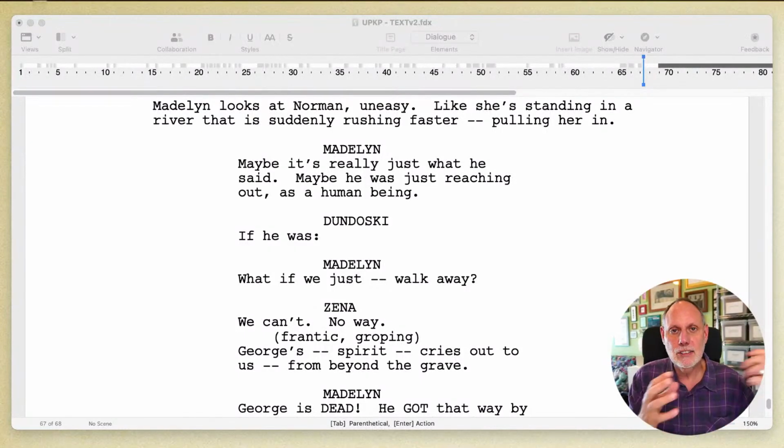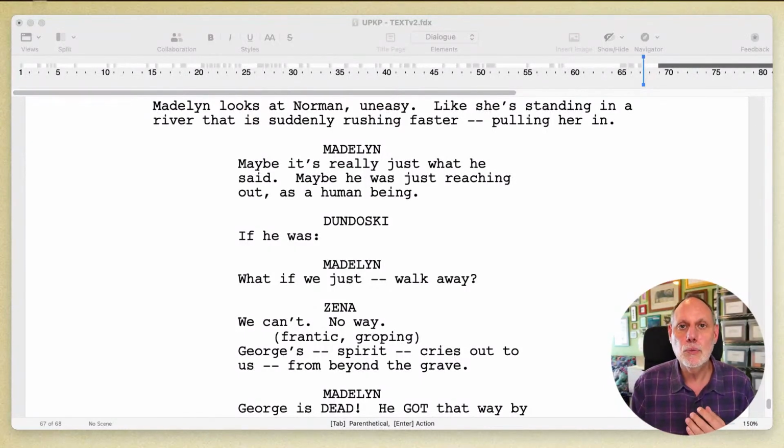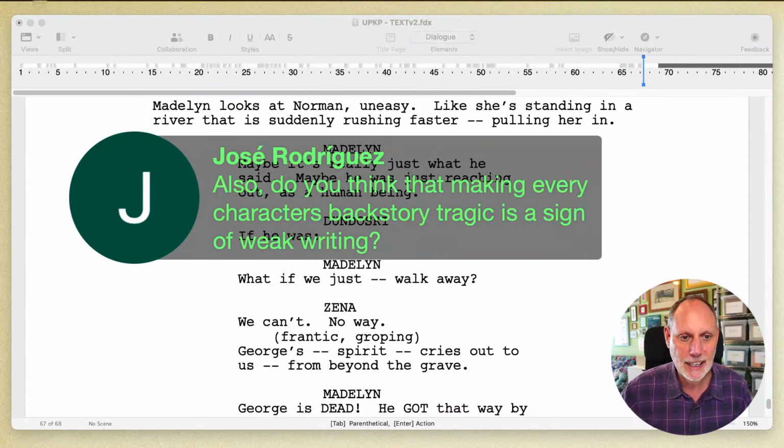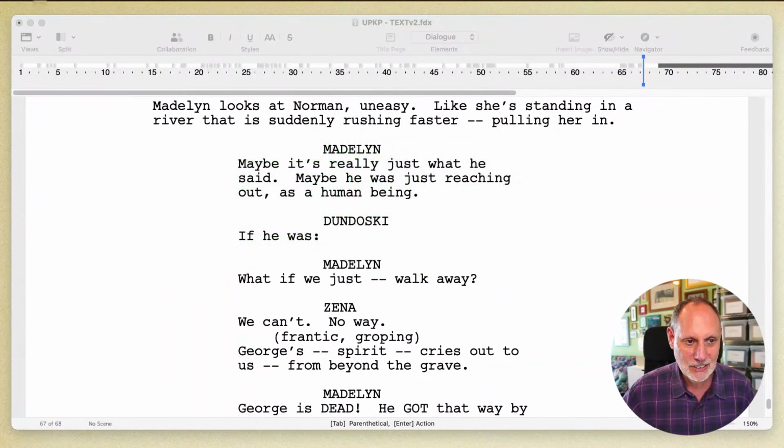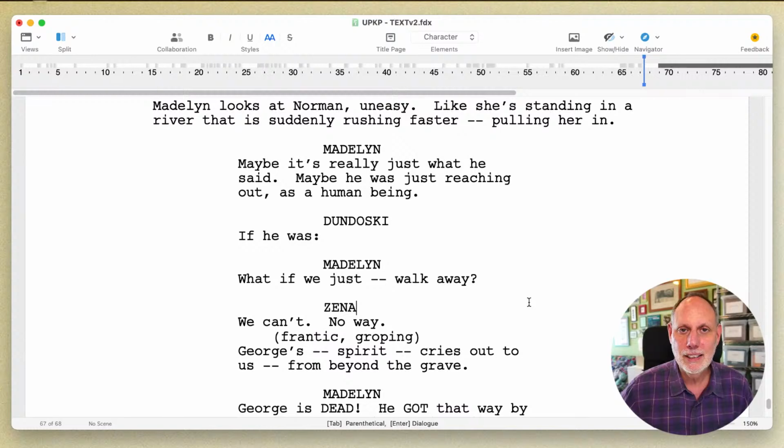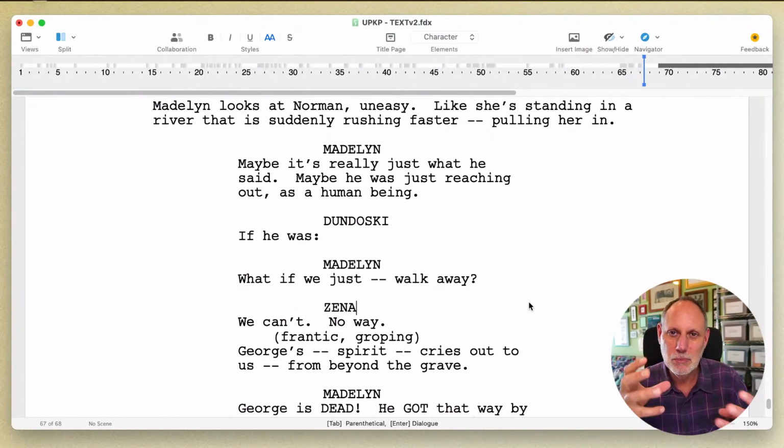It'll get fast and then slow. And this is not a pop song. It just doesn't hit one note and get done in 3 minutes. It's a work of art with a shape, and you want some richness and depth. So yes, making every character backstory tragic is definitely a sign of weak writing. I mean, unless you're talking about the survivors of an apocalypse, in which case, yeah, they're all tragic, but hopefully you would give them some differences within that.